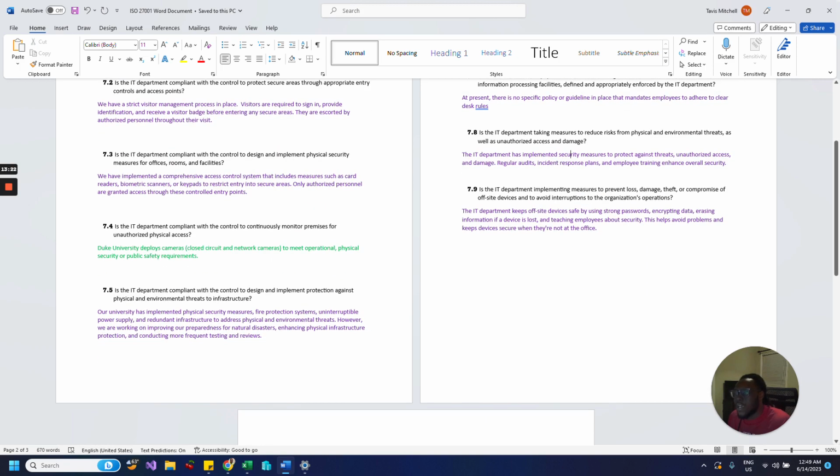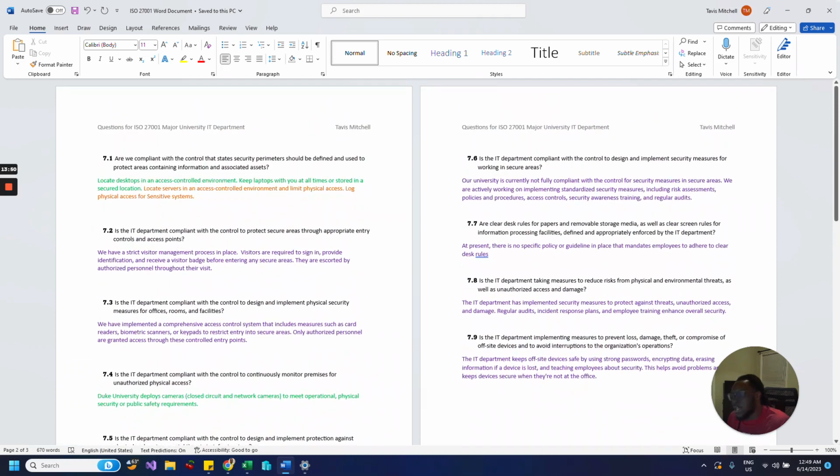And 7.9: has the IT department implemented measures to prevent loss, damage, theft, or compromise of off-site devices and to avoid interruptions to the organization's operations? The IT department keeps off-site devices safe by using strong passwords, encrypting data, erasing information if a device is lost, and teaching employees about security. This helps avoid problems and keeps devices secure when they're not at the office.